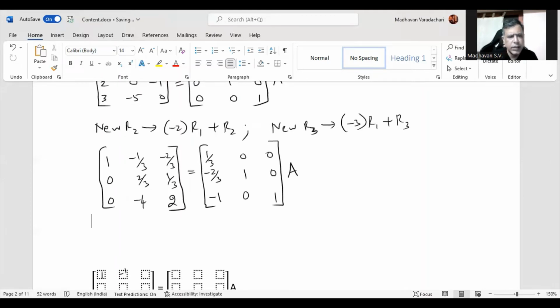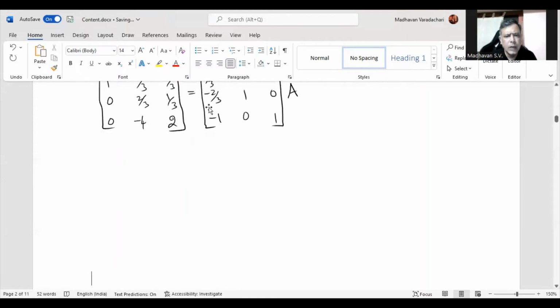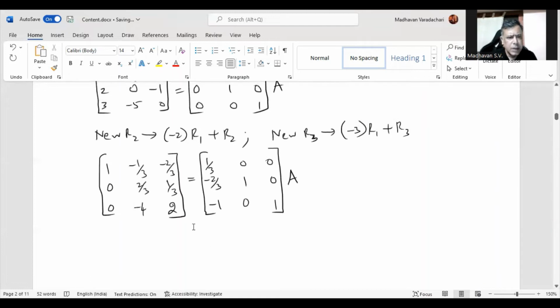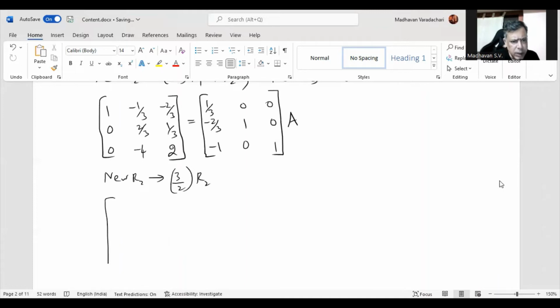Now the next step is that you are supposed to make this element 1. For that, the new row 2 is 3 by 2 times row 2. If we do that, that will become 1. That is our idea.